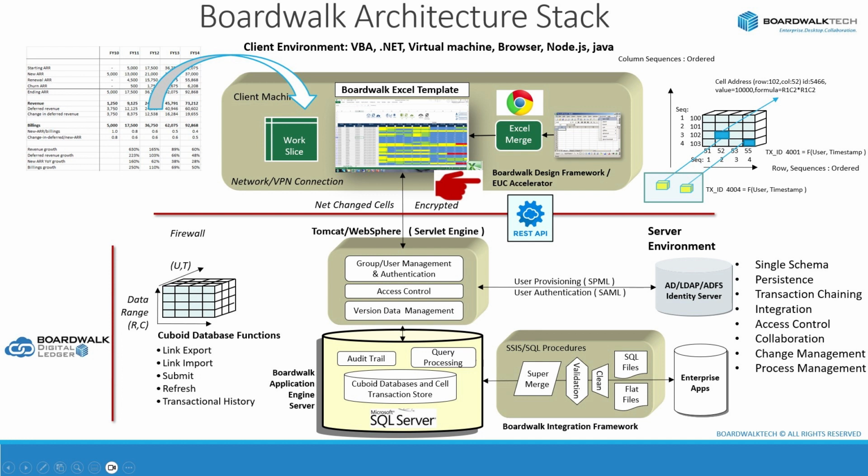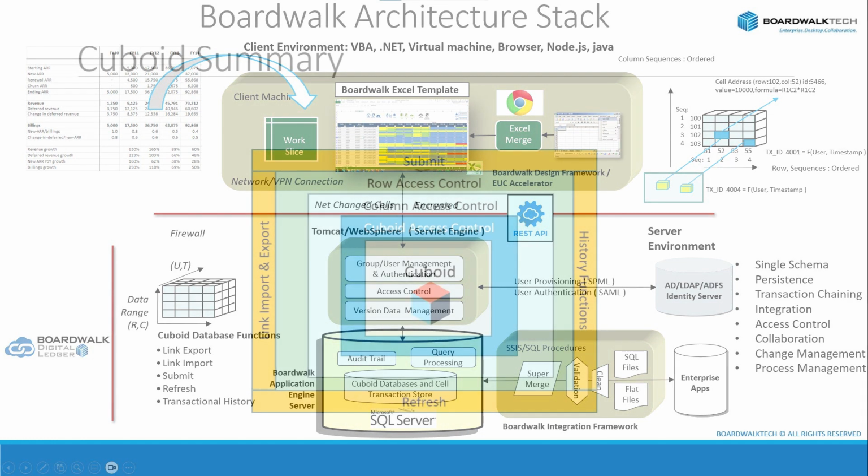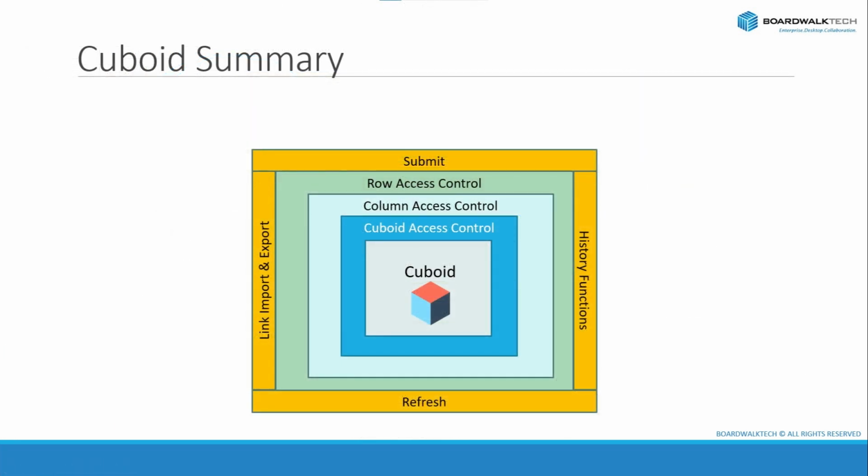Boardwalk provides a single schema offering data persistence and transaction chaining. It seamlessly integrates with enterprise applications, offering robust features such as access control, collaboration, change management, and process management. At the core of Boardwalk systems lies the cuboid, which serves as the fundamental Boardwalk table. Each cuboid corresponds to a specific range of data within a worksheet.